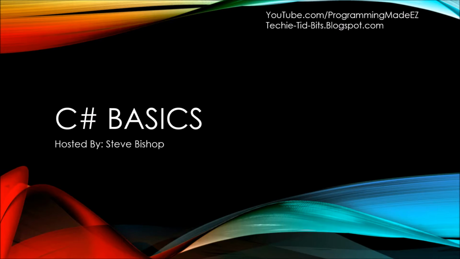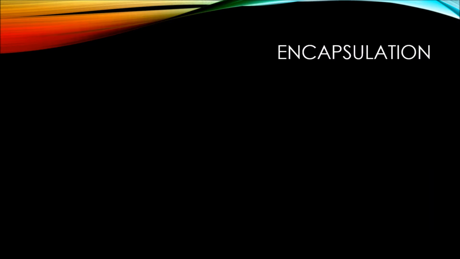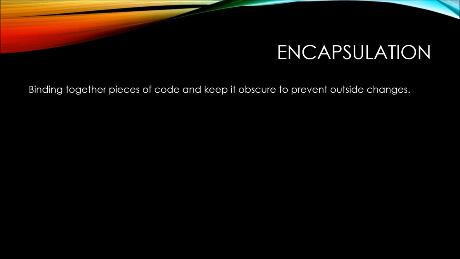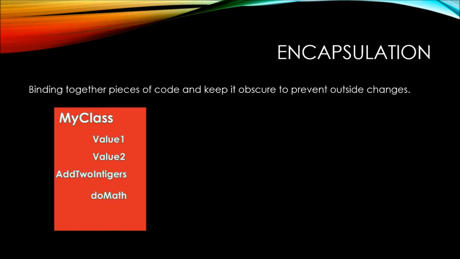In this video on C# Basics, let's take a deeper look at encapsulation. Encapsulation is a way of binding together pieces of code and keeping it obscure to prevent outside changes. In our previous examples, we've had this MyClass class with a couple of properties, value1 and value2, along with a private method called addTwoIntegers and a public method called doMath.